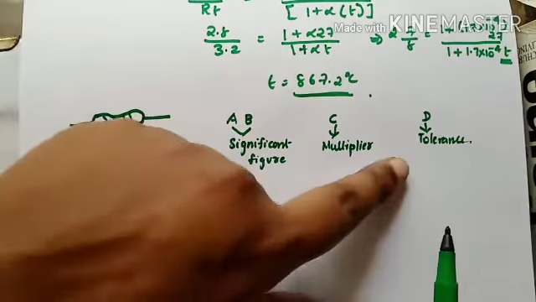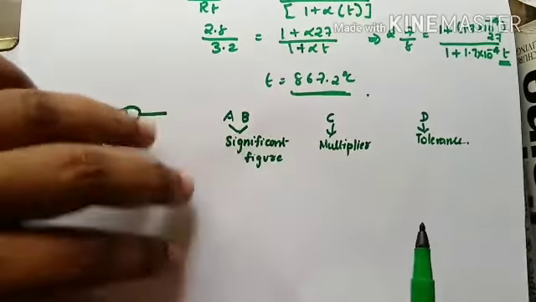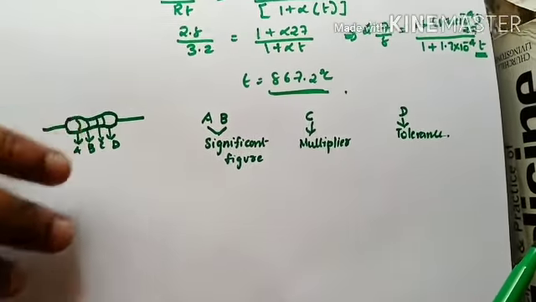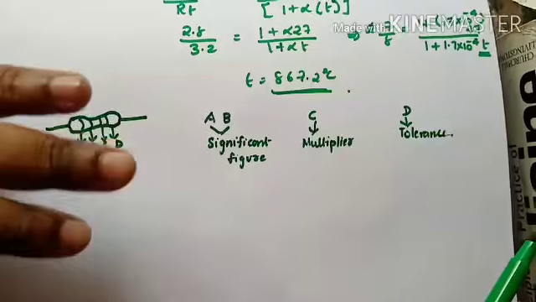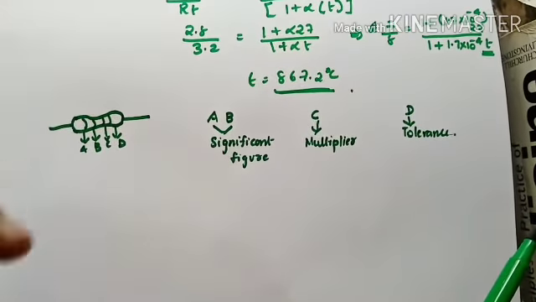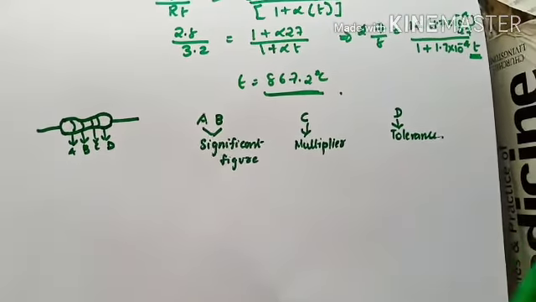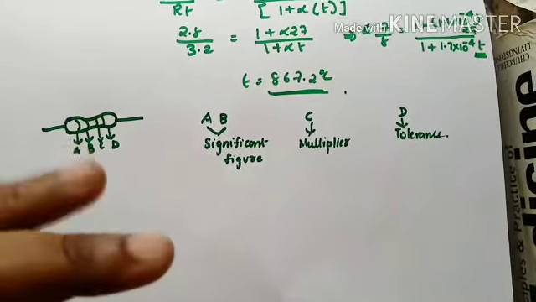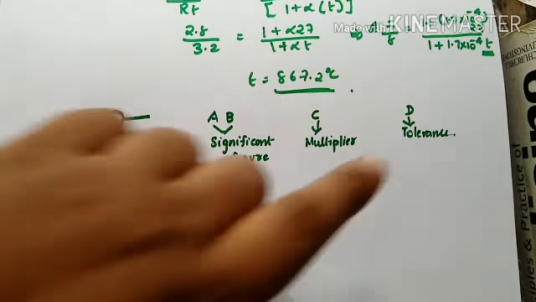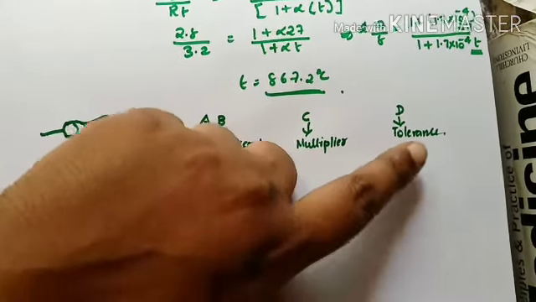We'll deal with tolerance first, then we'll go to the other section. What do you mean by tolerance? That is how much is the maximum permissible change in the resistor's value. Due to temperature change etc., the resistance value can change. How much change is tolerated by this resistance is indicated by the D value, or the last band, that is tolerance.